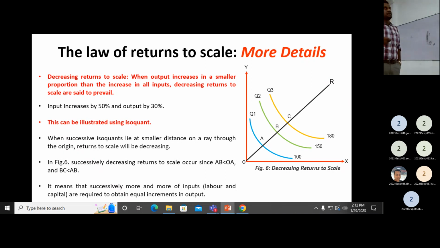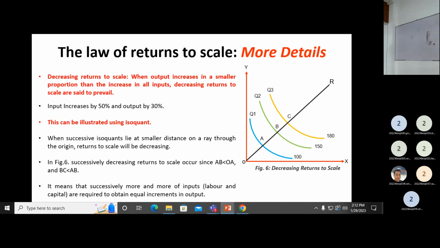Lower than AB. The gap is low, but if you look at here this is 100. Output is 100. Here it's 150. 50% increment. But here, only output is increased by how many units? 30 units. Decreasing returns. Right? The gap is getting lower and lower.